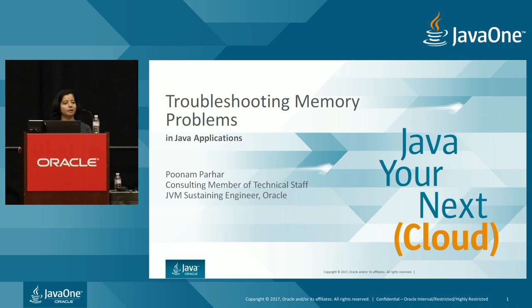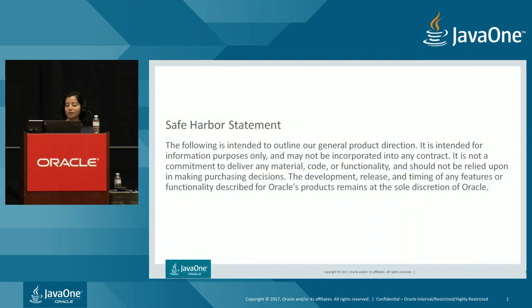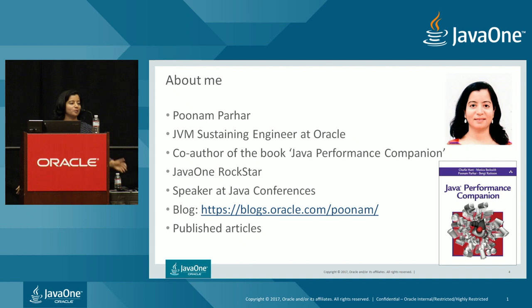I'm Poonam Parhar. I'm working in the JVM Sustaining Engineering Team at Oracle. A gentleman here asked, what is a JVM Sustaining Engineer? It's an interesting title. JVM Sustaining Engineering is a group in Oracle where we work really hard on resolving customer escalated problems against HotSpot JVM.